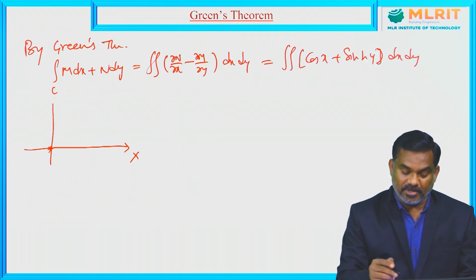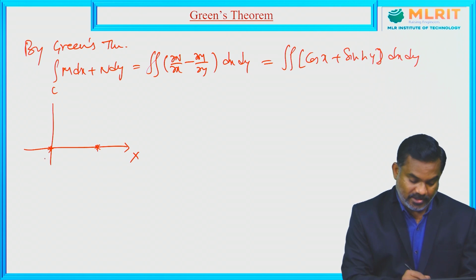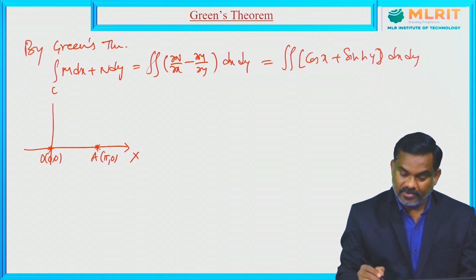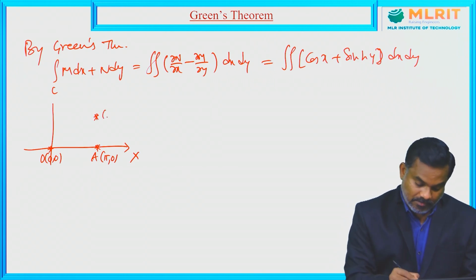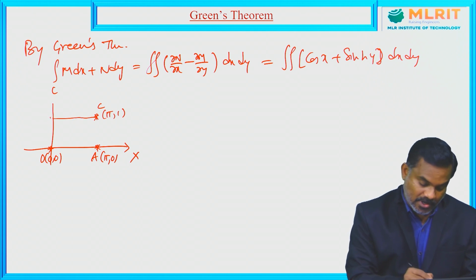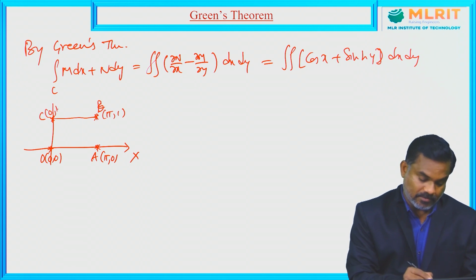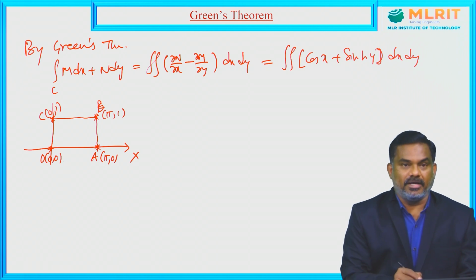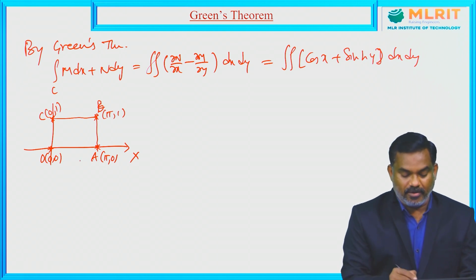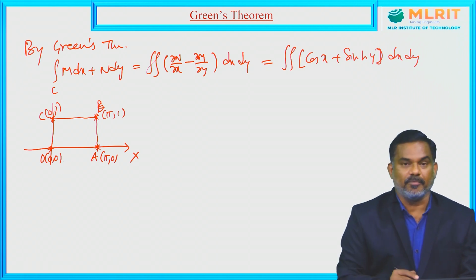Next, (pi, 0). So I can consider some point here. Origin O, A is (pi, 0). Then (pi, 1) and (0, 1). So this is (pi, 1), the point B, and C is (0, 1). So the curve is bounded by these four lines OA, AB, BC, CO.